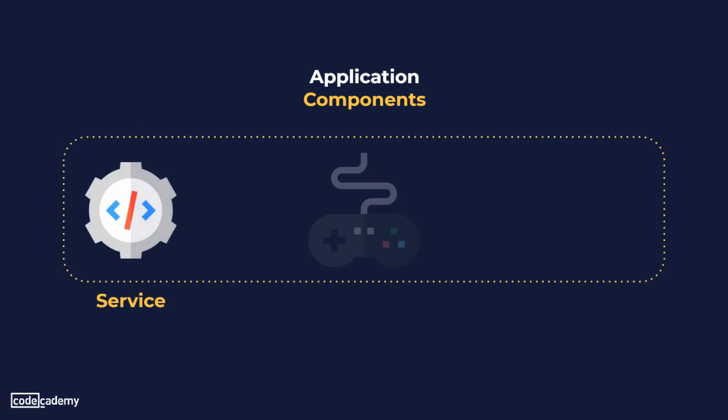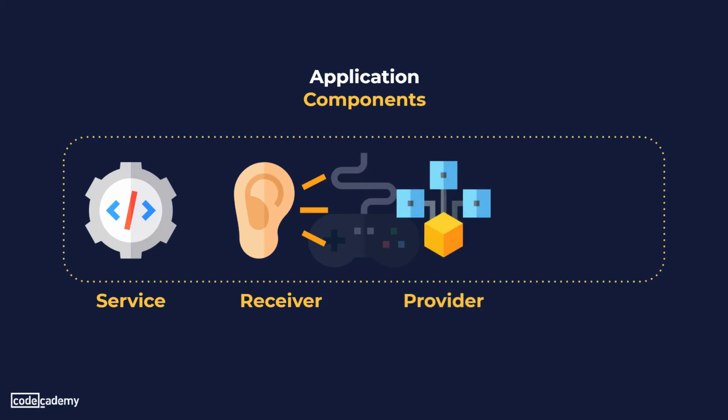Services do passive work in the background, such as playing music, syncing a calendar, or downloading a video for offline playback, whereas receivers respond to messages sent by the system. For example, the phone application sends an internal broadcast when it receives a call. A video streaming application can listen for that broadcast and pause playback. Providers share an application's data with other applications installed on the device, data such as contacts or calendar events.